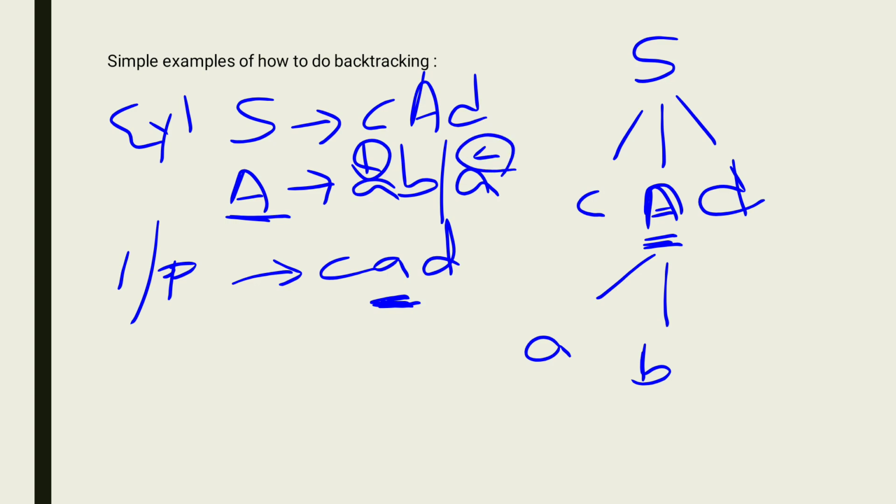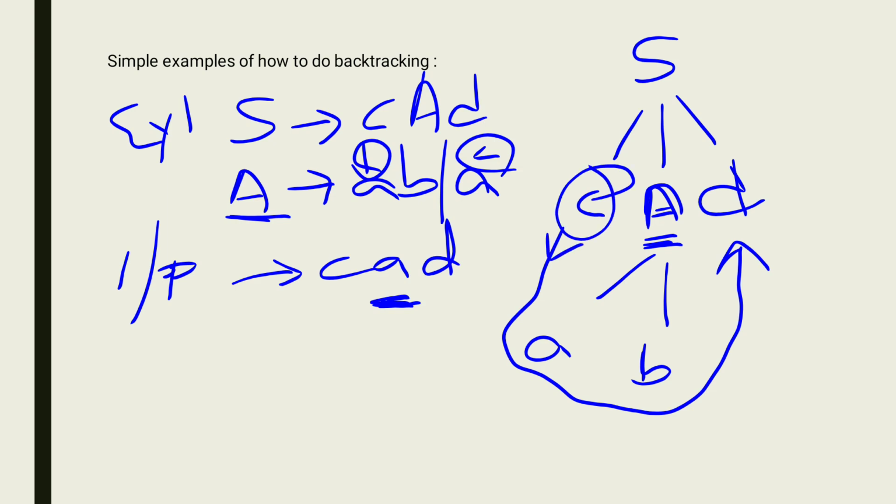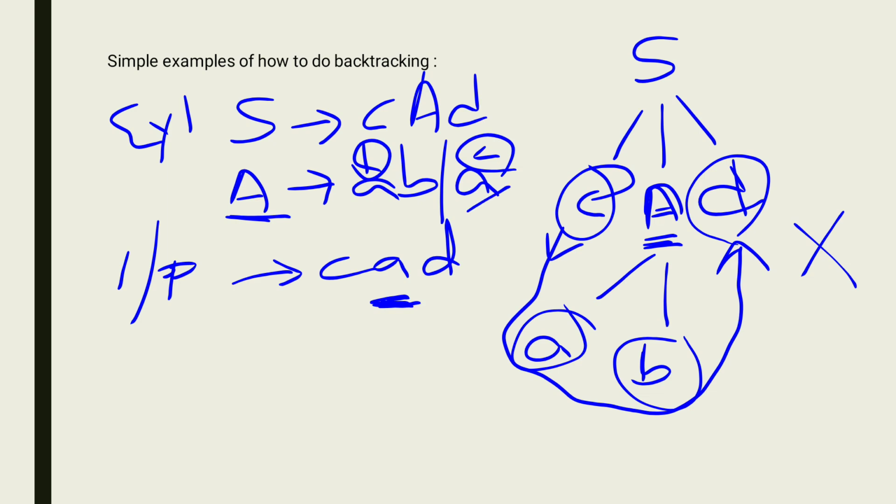Now here we get C, A, B, D. So this is not the right one. Now we'll see the next production with this A. So S gives C A D, and A gives A.